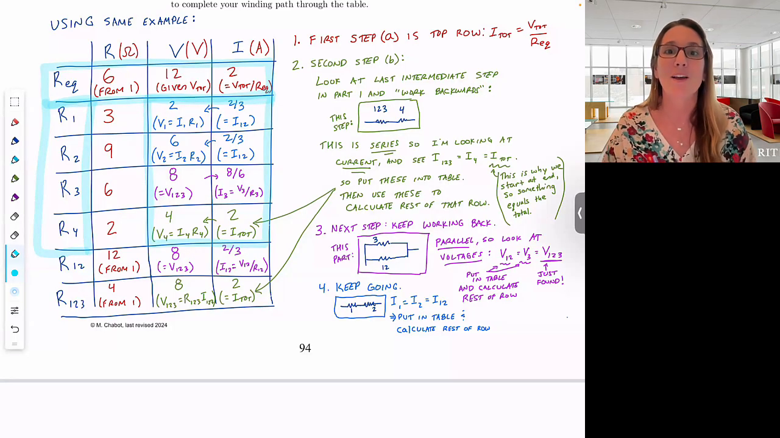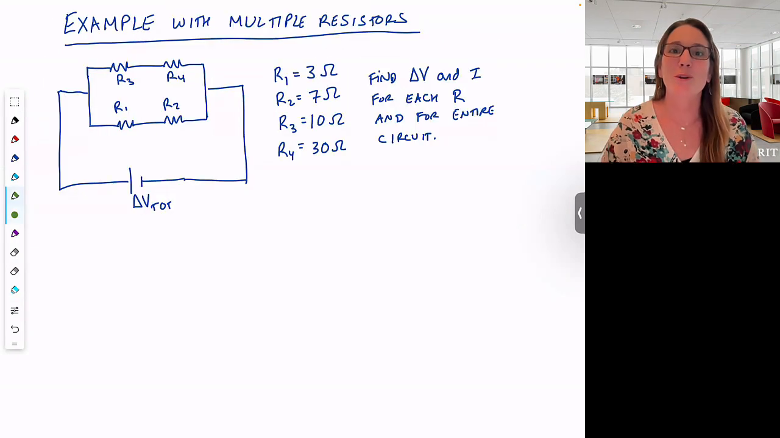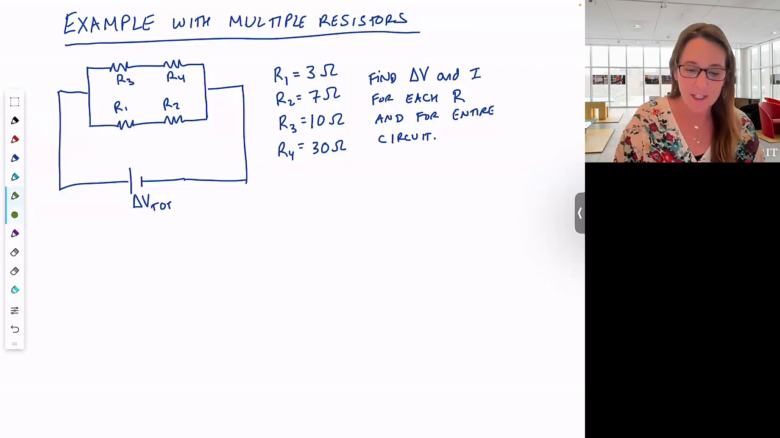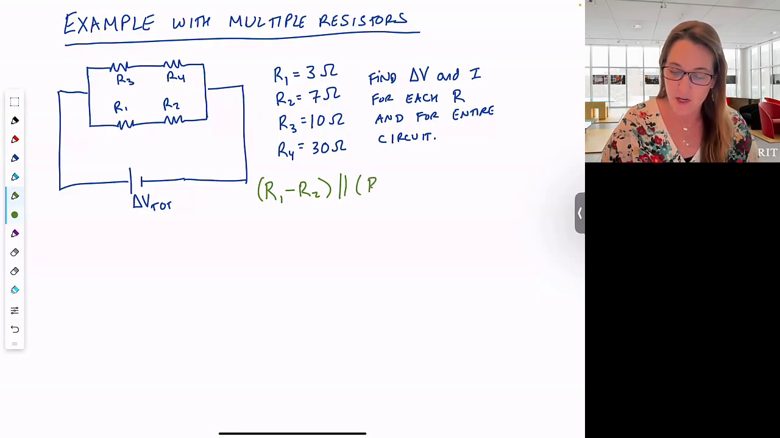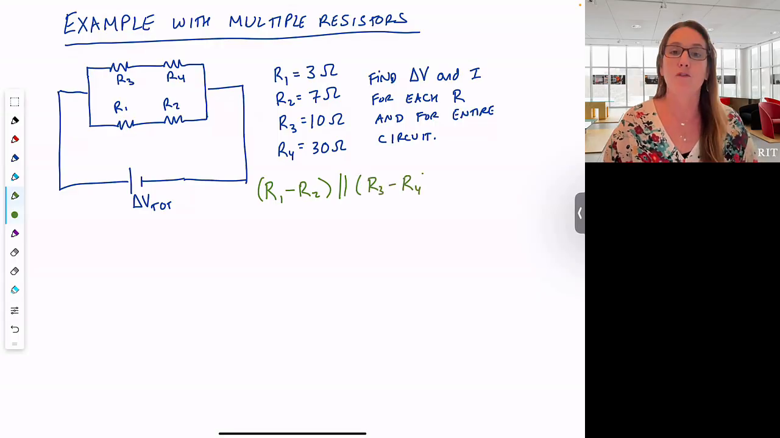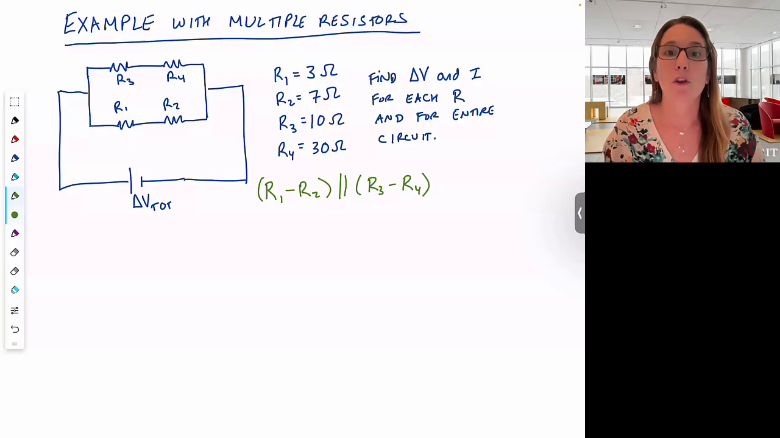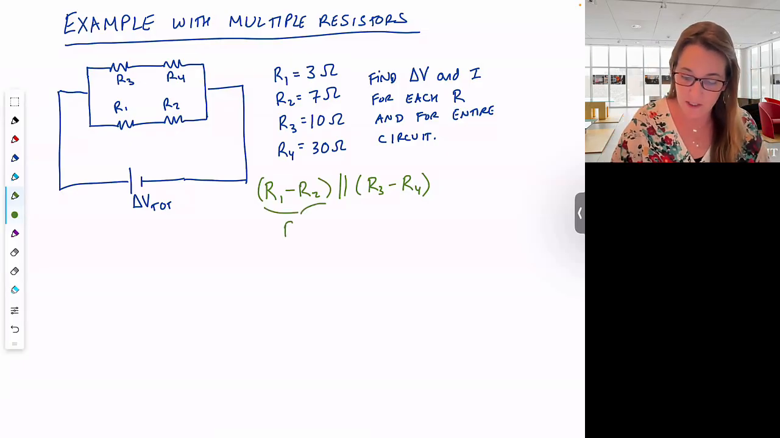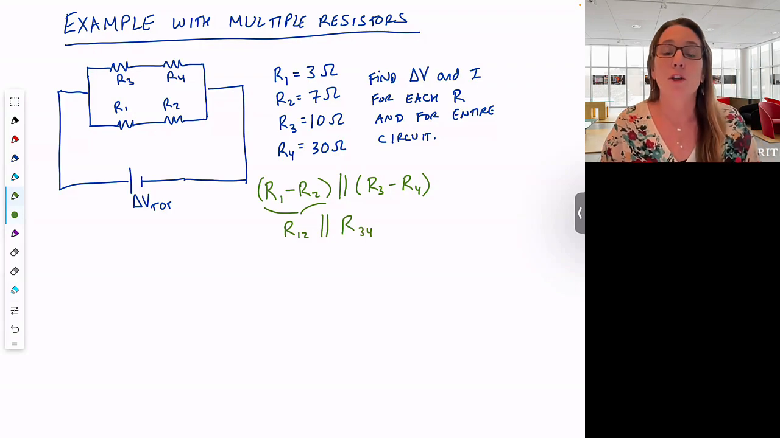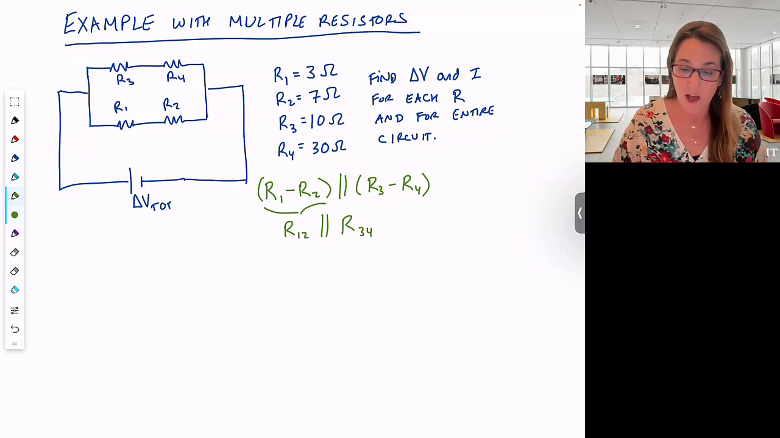All right, so let's go ahead and work through an example of our own. Here's the example that we'll work through. We can note that in this circuit R1 is in series with R2, and that is in parallel with R3, which is in series with R4. So if we look at the equivalent resistances, I'm going to want to keep track of these individual values. R12 is in parallel with R34, so I can find those individual values.